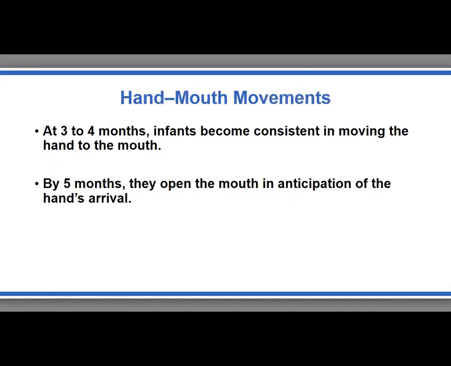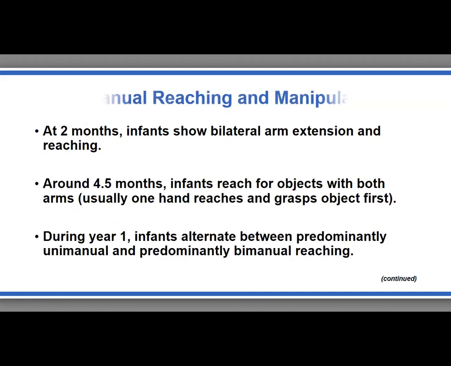At 3 to 4 months, infants become consistent in moving the hand to the mouth. By 5 months, they open the mouth in anticipation of the hand's arrival, right? So they're starting to learn, hey, here it comes. So if they have food, they know the food's coming into the mouth.